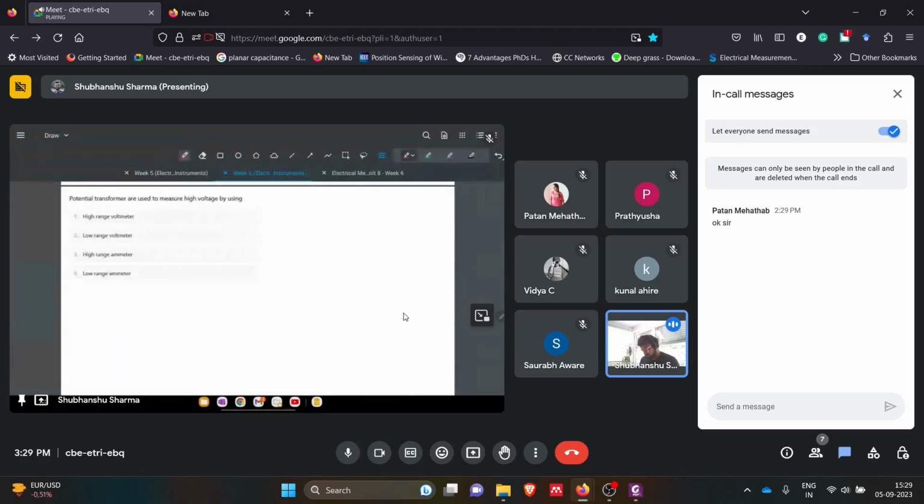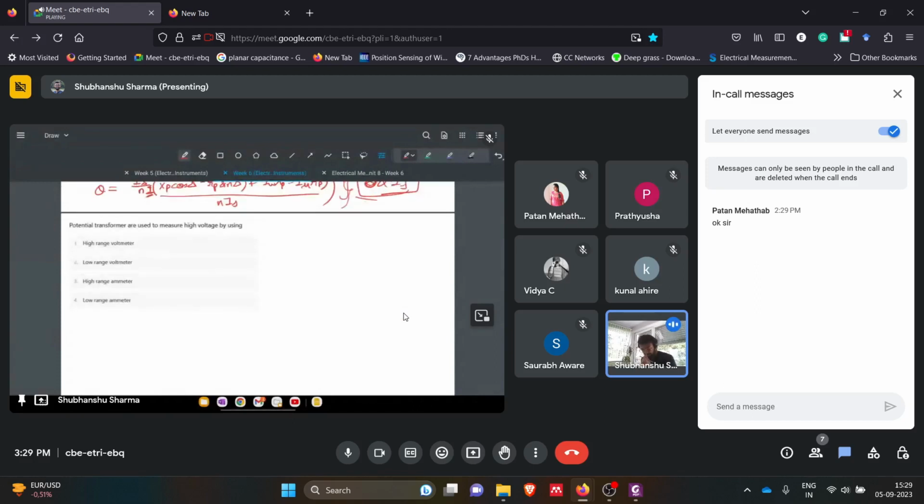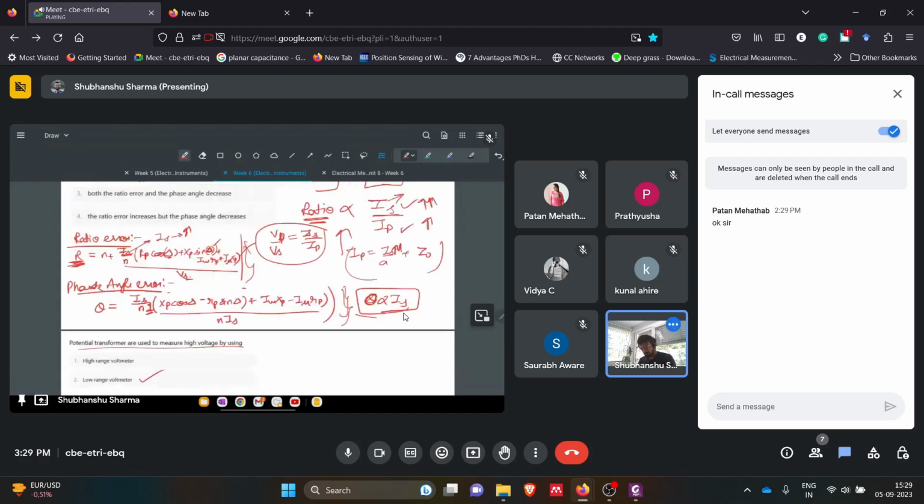Now the next question. This is a potential transformer used to measure high voltage by using. If a potential transformer is being used, that itself states that it is stepping down the voltage. So I think this is very easy. For low voltage, you only need a low range voltmeter for that measurement.